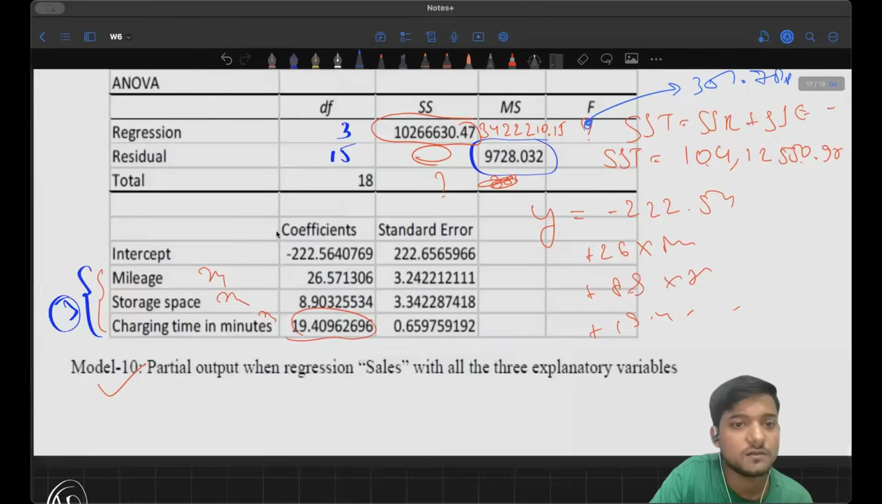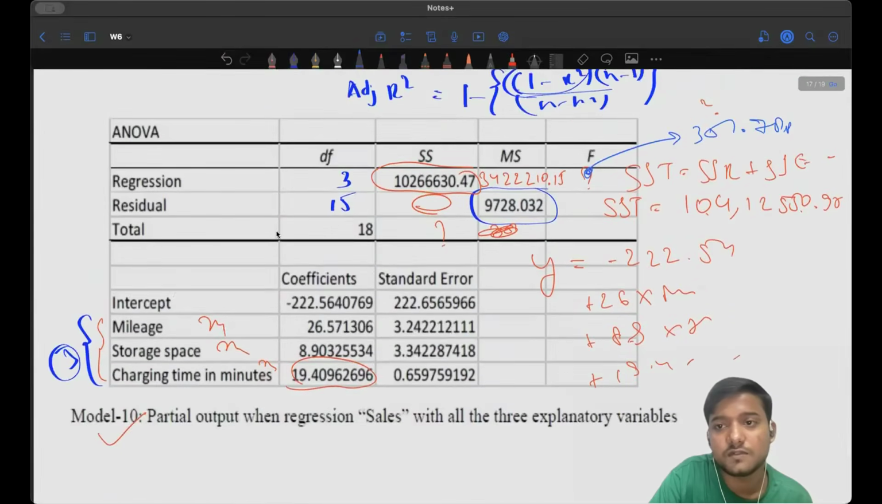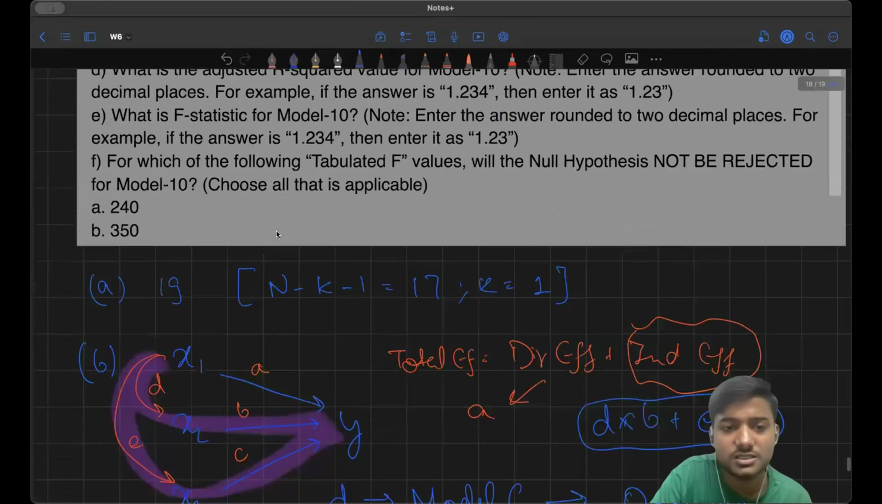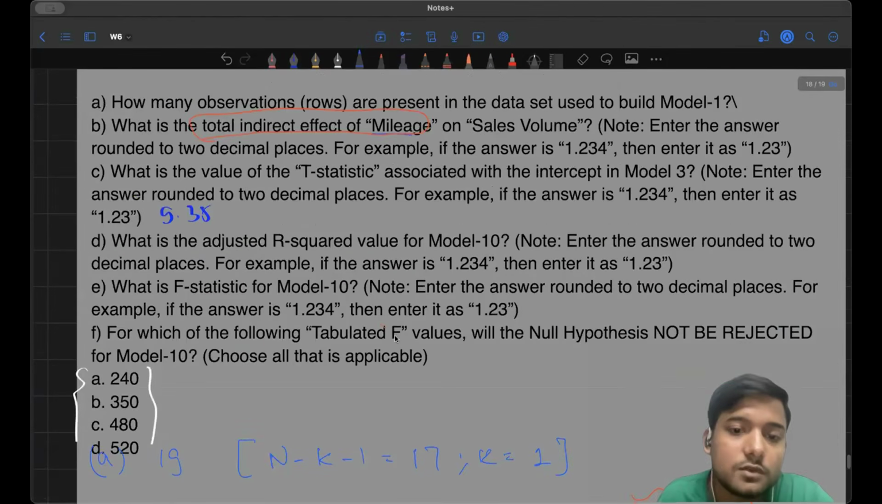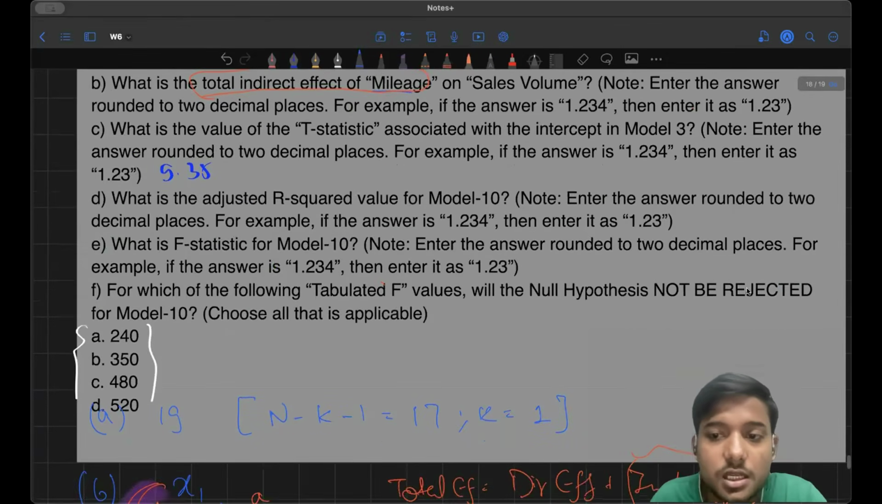Adjusted R square was in the previous part. So the F statistic is coming out to be 351.788. Quite easy. You have already access to other things. So it is 351.788.